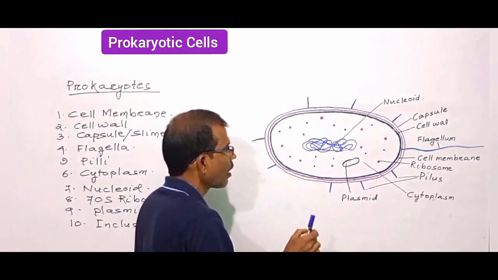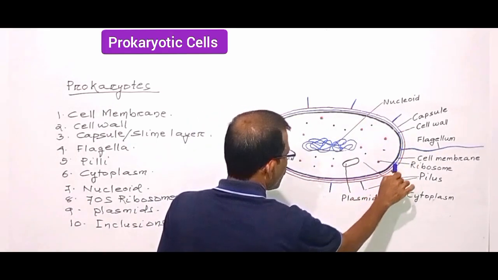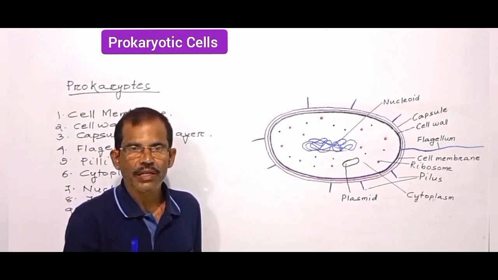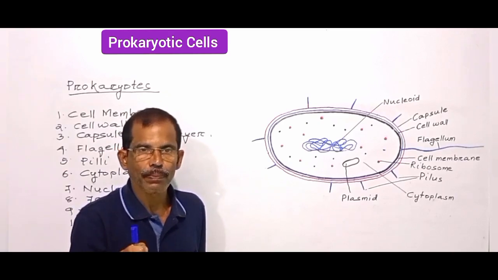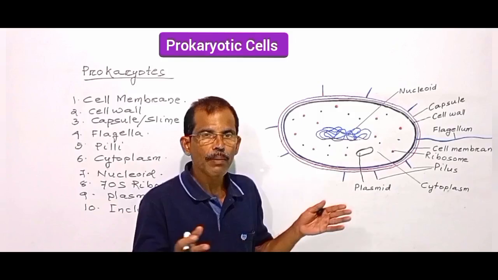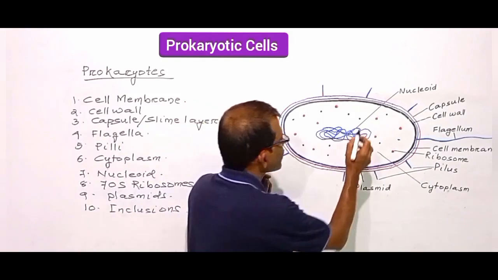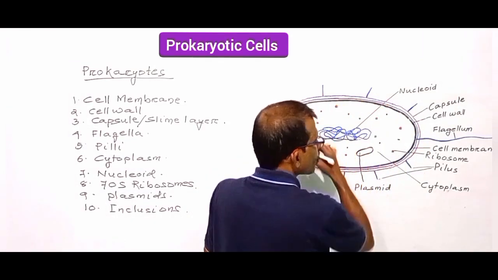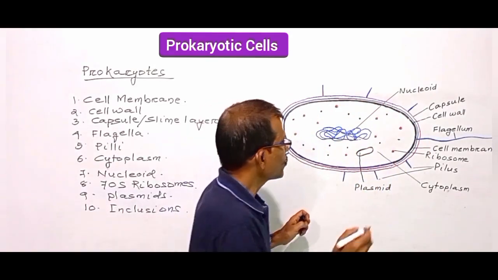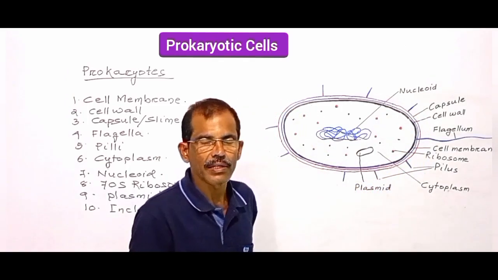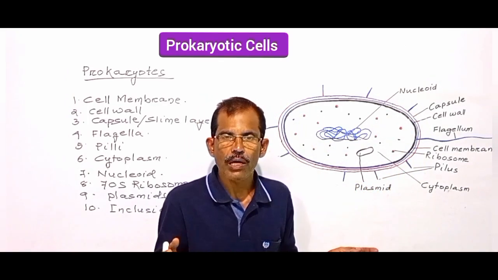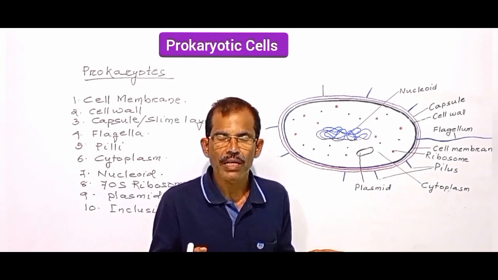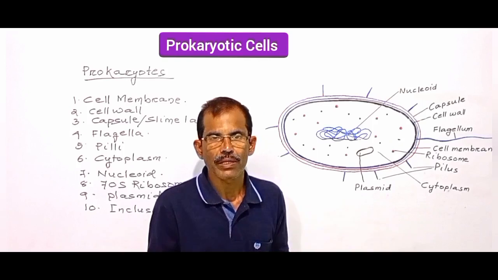External to the cell membrane, there is a rigid cell wall which consists of carbohydrates and amino acids. The cell wall gives a definite shape to the cell. In many pathogenic bacteria, external to the cell wall, there is another protective layer known as capsule. The capsule is composed of polysaccharide. It protects the prokaryotic cell from host phagocytes, from desiccation, and from other unfavorable environment.